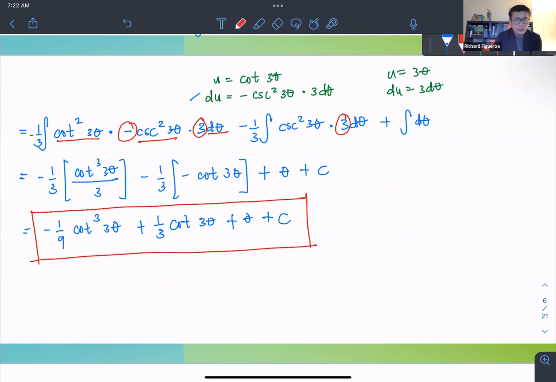So that will be our answer then. So negative 1 over 9 cotangent cube 3 theta, plus 1/3 cotangent 3 theta plus theta plus c. So that is for case number 1.